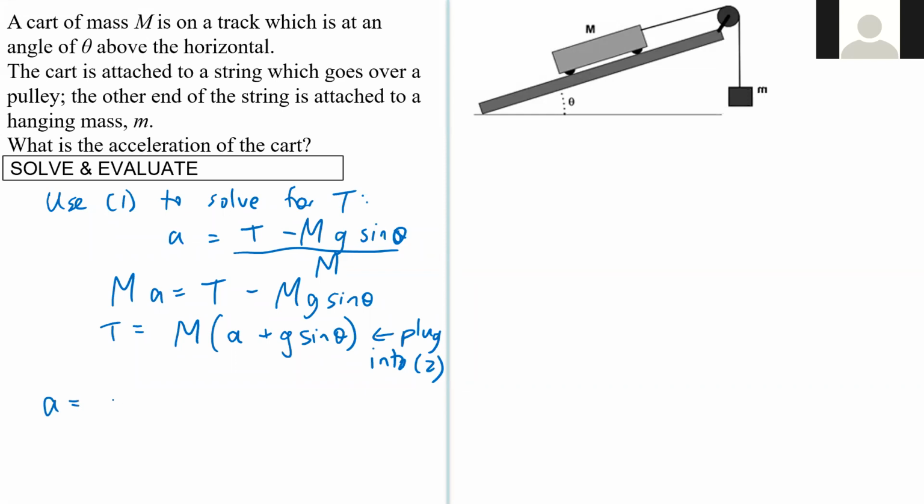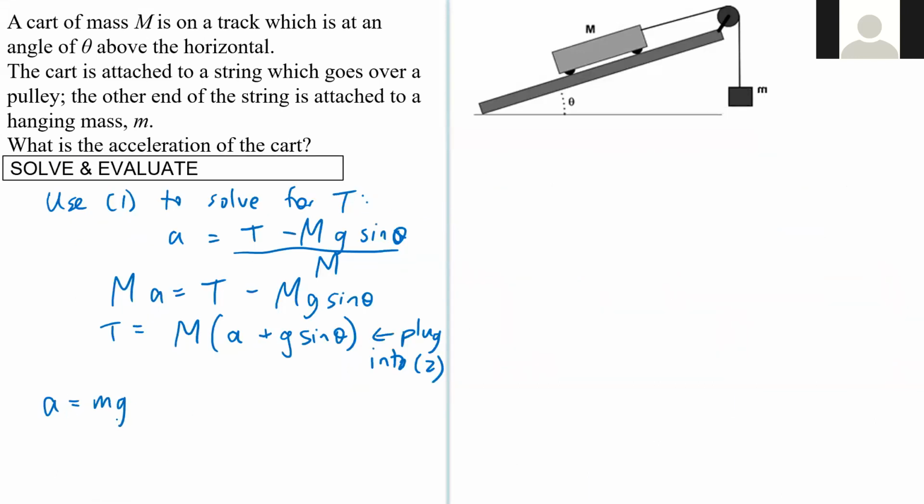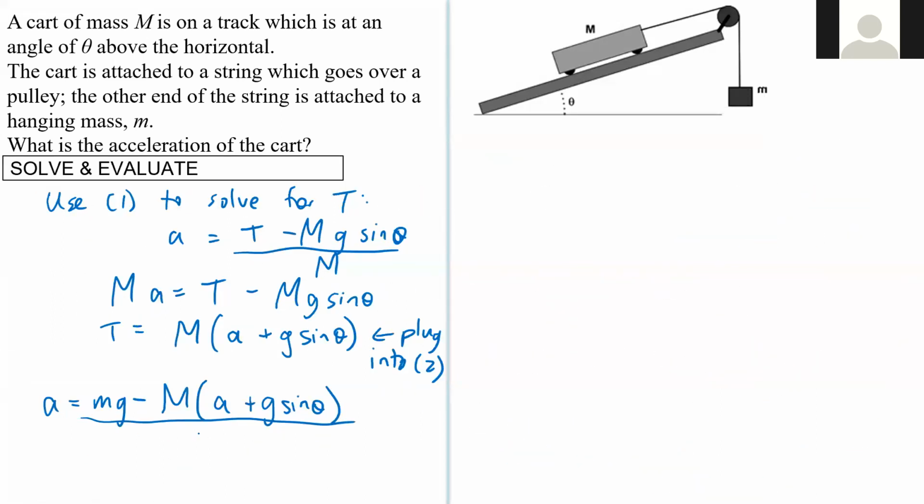So equation 2 is a is equal to, what was it? mg minus T over m. And those are lowercase m, so mg minus T, which is capital M times a plus g sine theta, all divided by lowercase m. So a is equal to, just solving that out, g minus capital M over m times a, minus capital M over lowercase m times g sine theta. It's just a bunch of algebra now.